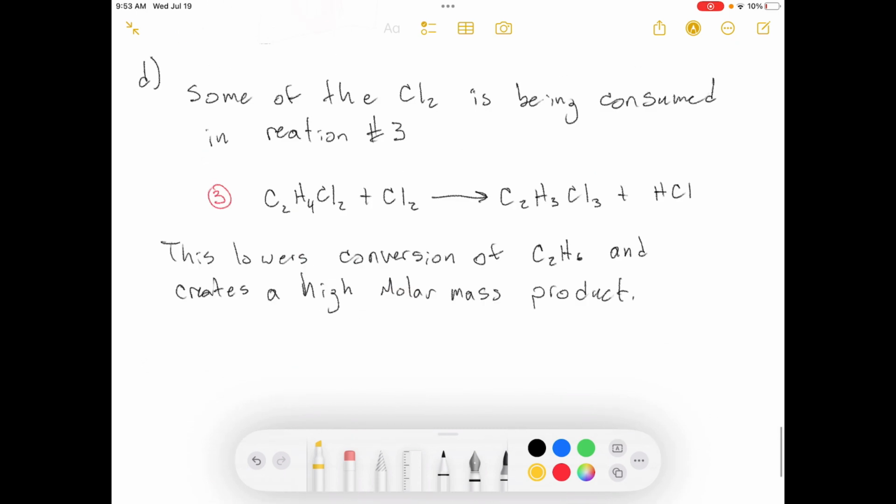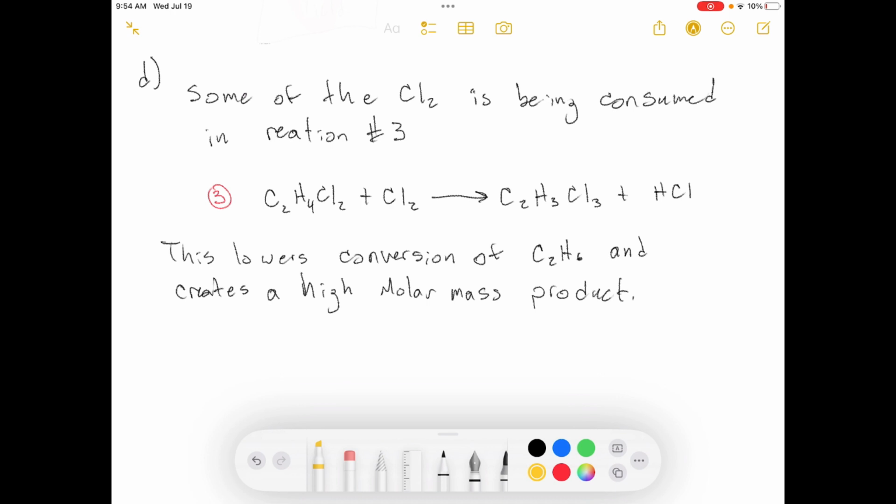Okay. Part D. Suppose the reactor is built and started up and the conversion is only 14%. Chromatographic analysis shows that there is no chlorine gas in the product, but another species with a molecular weight higher than that of dichloroethane is present. Offer a likely explanation for these results.